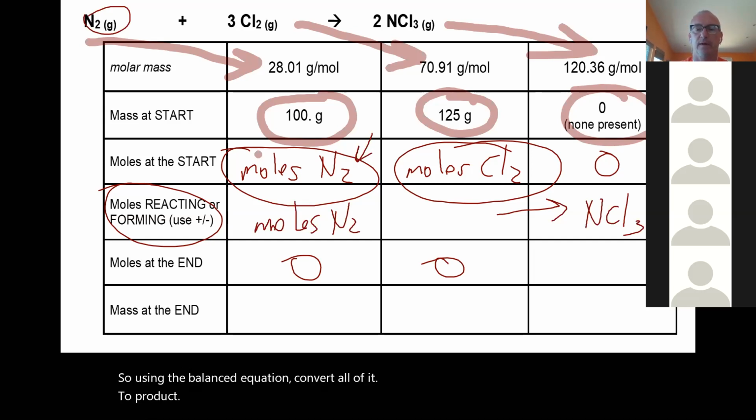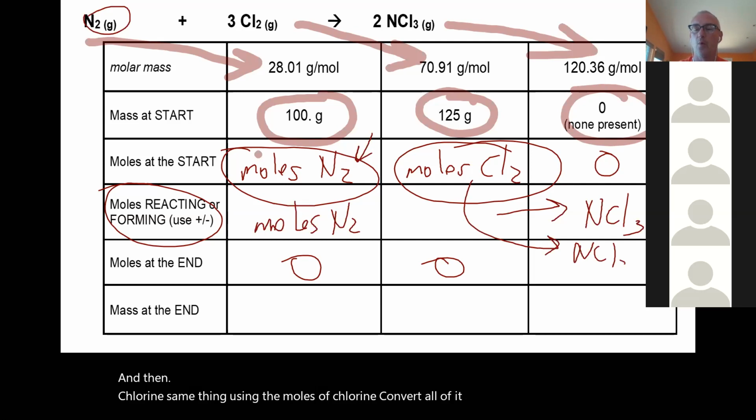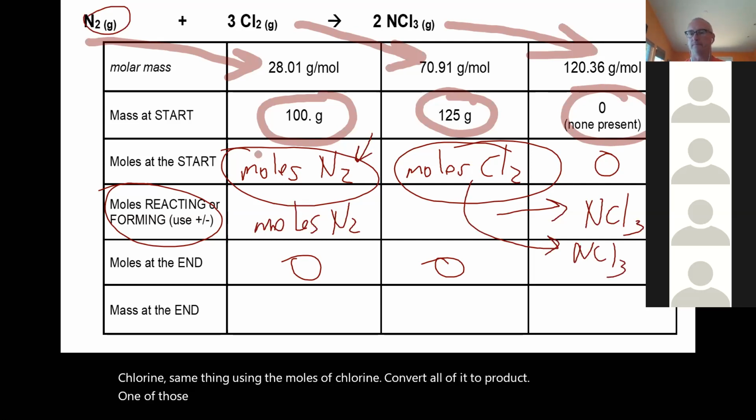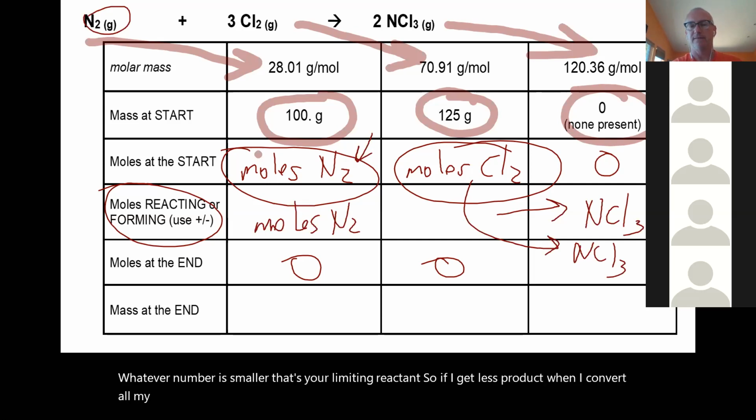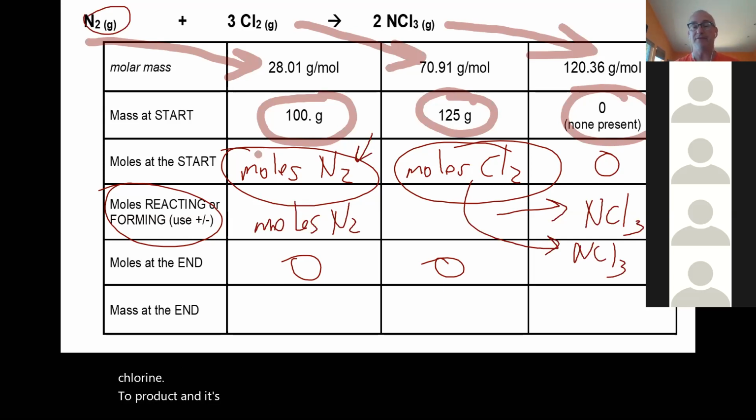And then chlorine, same thing. Using the moles of chlorine, convert all of it to product. One of those numbers will be smaller. Whatever number is smaller, that's your limiting reactant. So if I get less product when I convert all my nitrogen to product, that's my limiting reactant. If I convert all my chlorine to product, and it's less than if I convert all the nitrogen to product, then the chlorine is the limiting reactant.